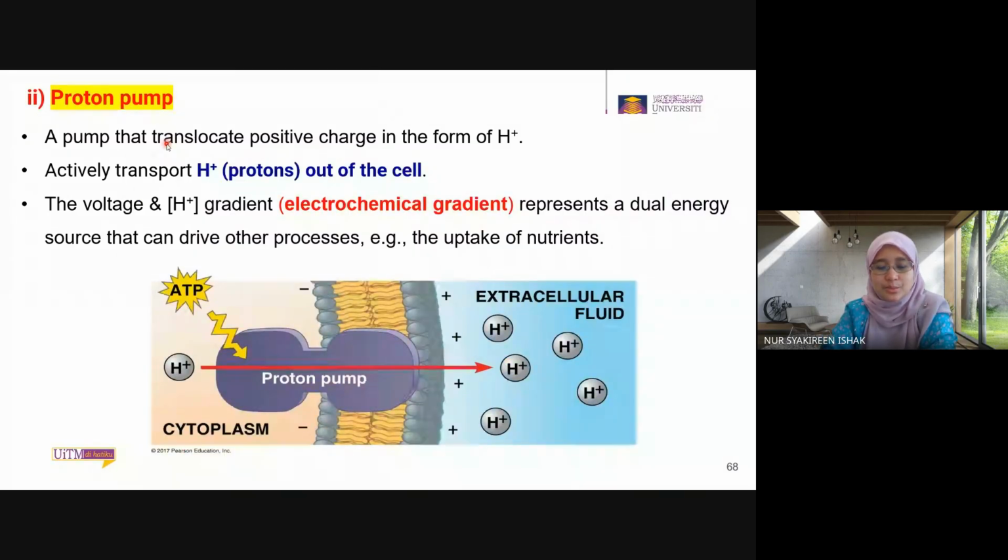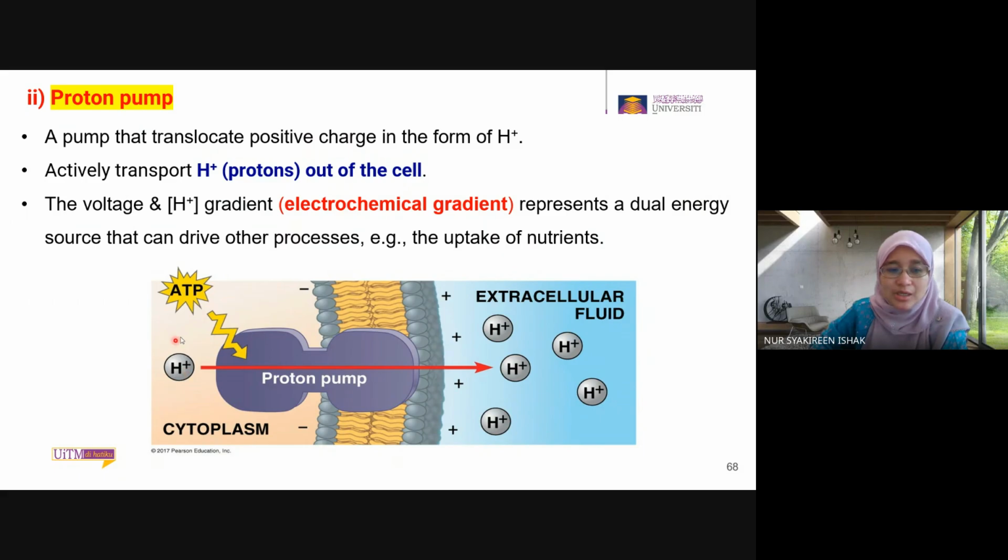Okay. So next one we have the proton pump. Proton pump for plant cell, bacterial cell, fungi. Proton is referring to the hydrogen ions. So it is a pump. Ingat pump ni adalah transport protein yang transport solute against concentration gradient menggunakan energi daripada ATP. That is pump. So a pump that translocates positive charge in the form of hydrogen ion, proton. So it actively transports hydrogen ion, which is proton, out of the cell. Okay, that is the feature of the proton pump.